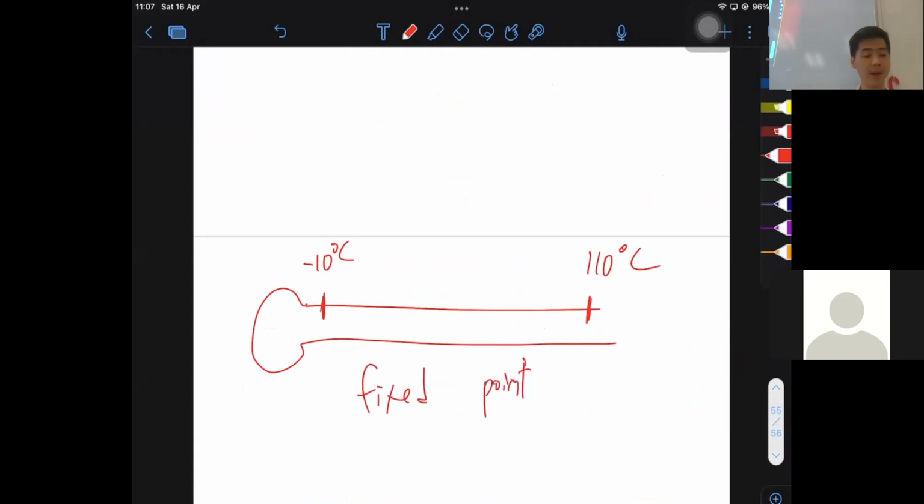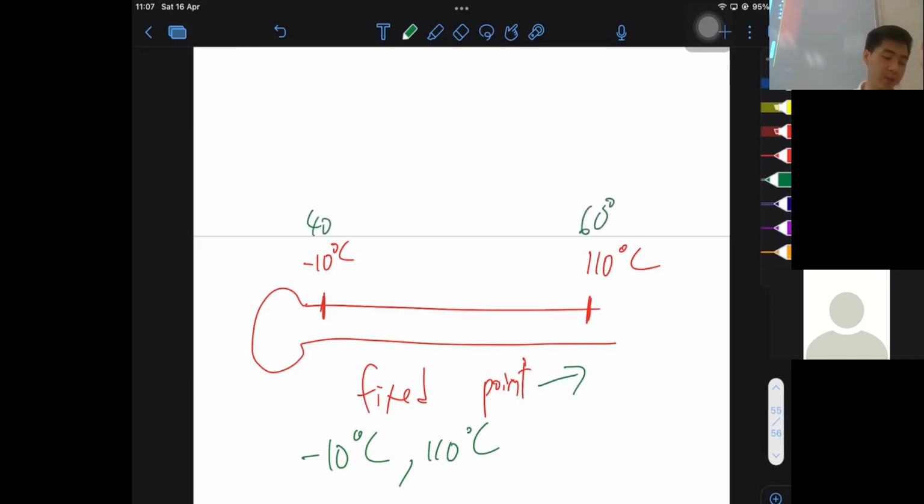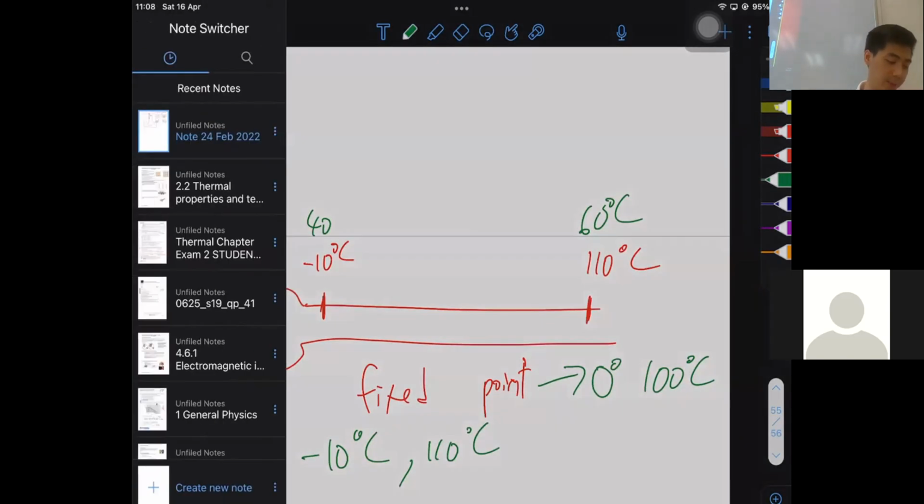Now, a lot of students try to be funny, and then they tell me, oh, the fixed points are negative 10 degrees Celsius and 110 degrees Celsius. That is definitely not the answer, because this is the range of the thermometer, right? Fixed points for sure, regardless of whatever thermometer they give you, even if it starts off with 40 and 60 degrees Celsius here, your fixed points for sure are going to be 0 and 100 degrees Celsius. Please don't ever lose marks in this, because it is as free marks as it can get already. All right, so everyone, please make sure you know this.